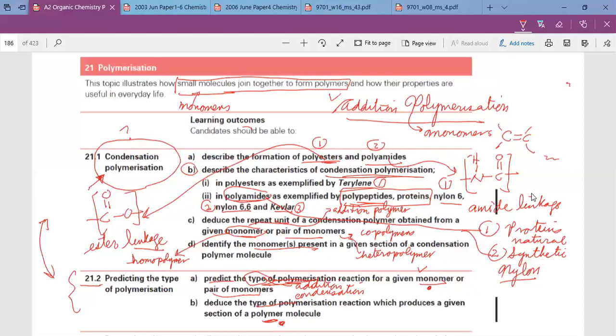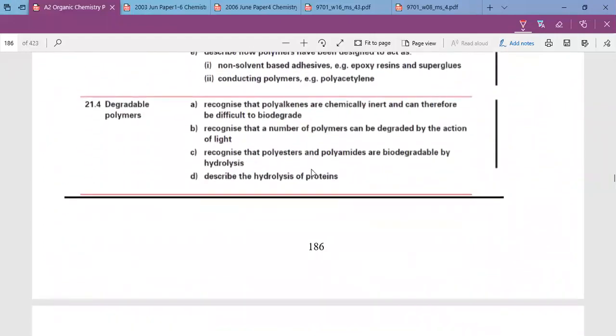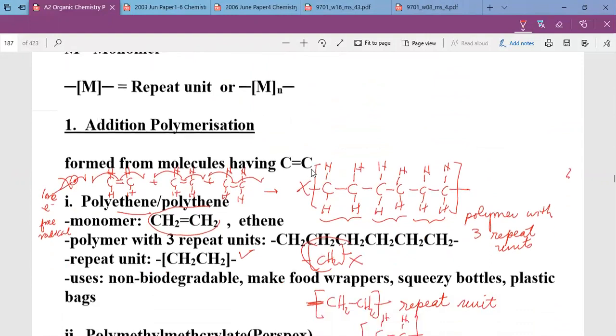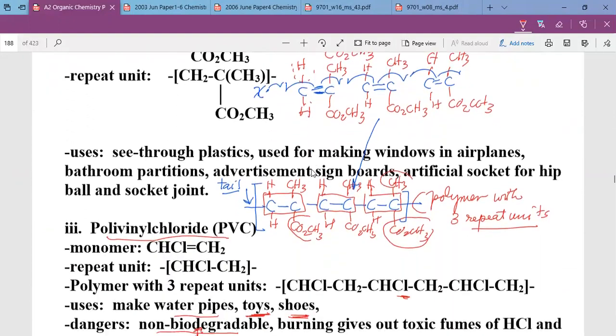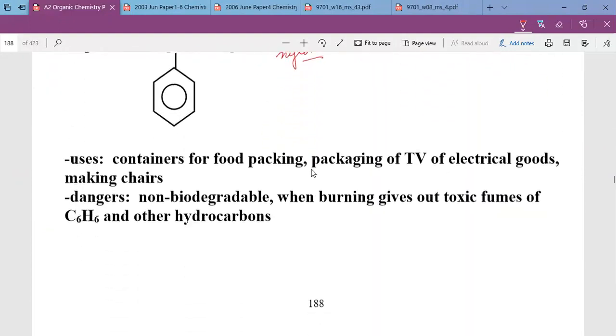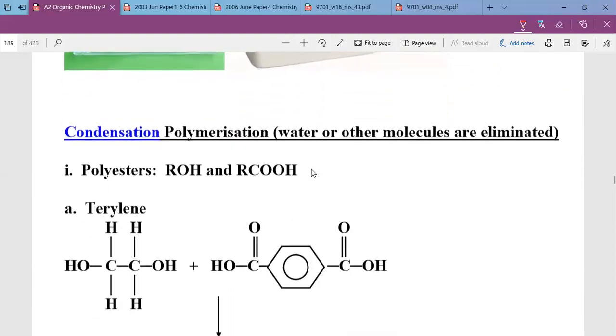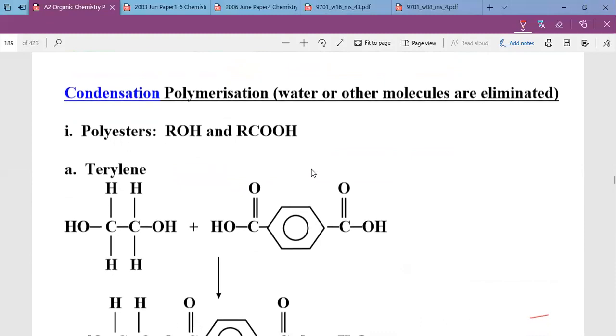Okay, let's go down here. Now remember, for condensation polymerization, there are two parts there. One of course is polyesters, and one of course is polyamides. And one more is your proteins. Now, I'm going to give you a big picture here first. I'm going to draw here. Let me find a better empty space.